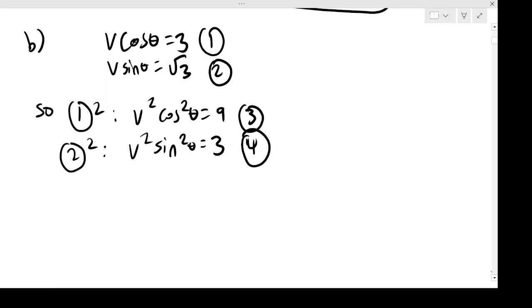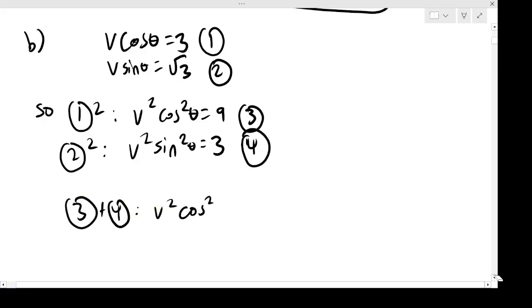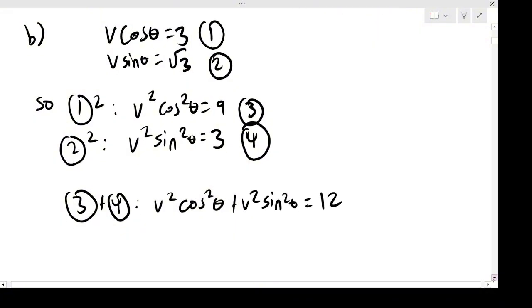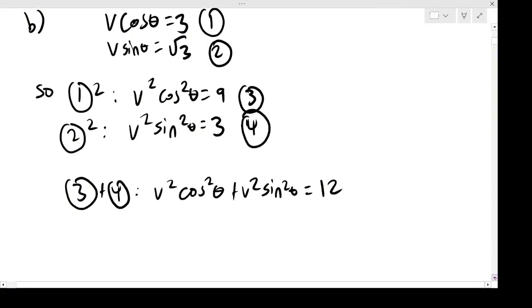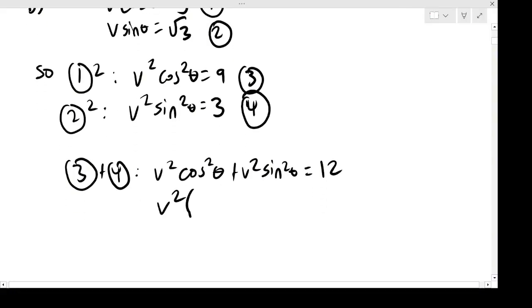Okay. If I now add these equations together, I will get v squared cos squared theta and v squared sine squared theta is 9 add 3, which is 12. Okay, hopefully happy with this. I've just added the two squared equations like this. Well, actually, I can also factor a v squared out. And hopefully it's a lot more apparent what we can do here now, right? What can I do here?